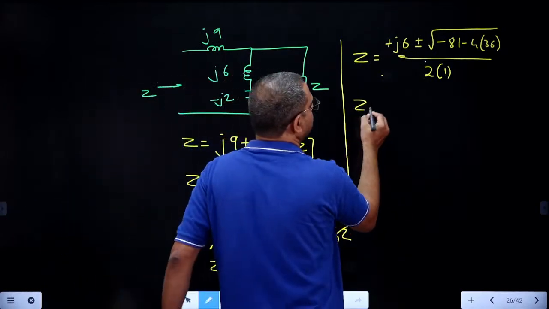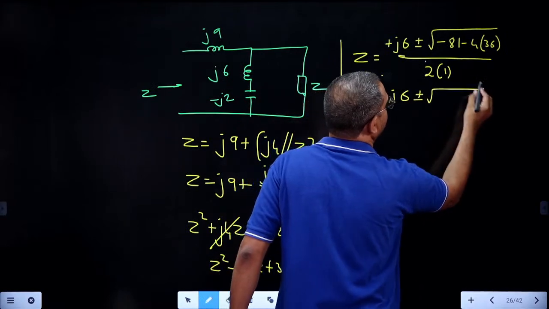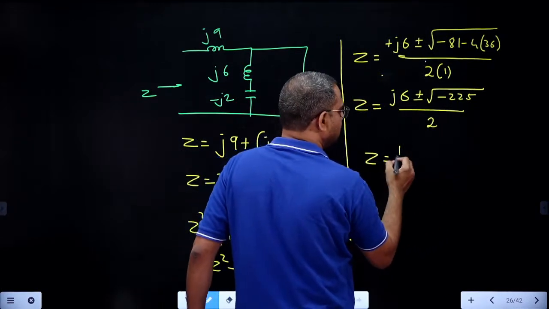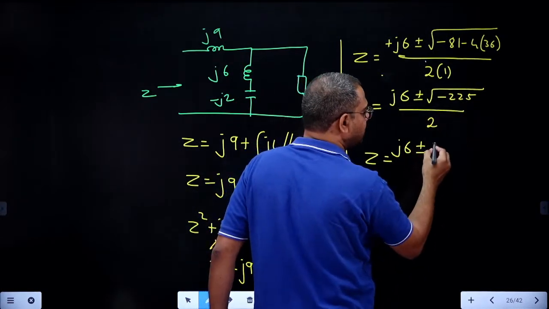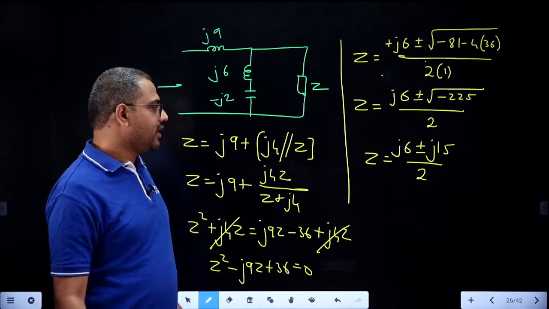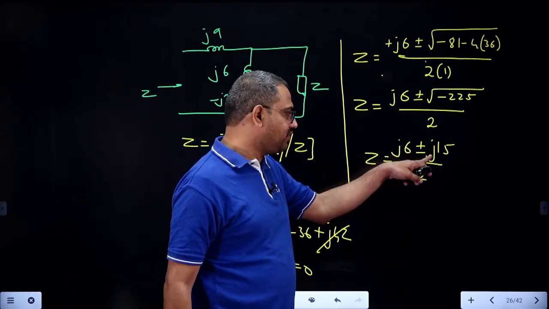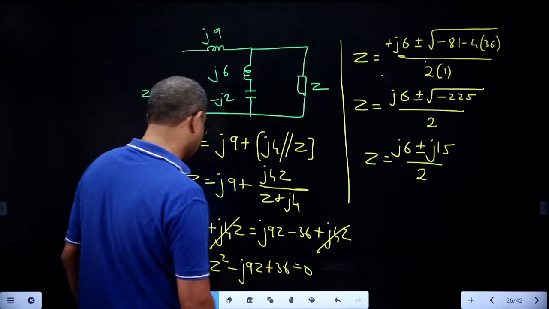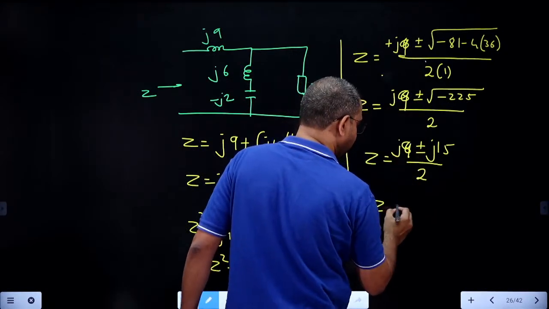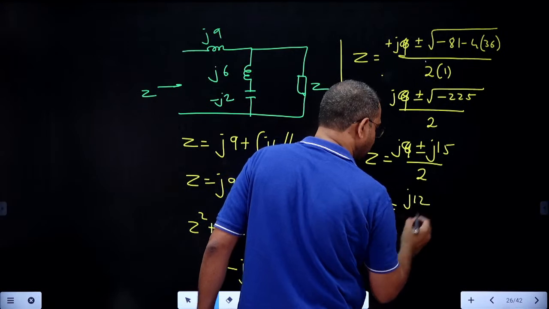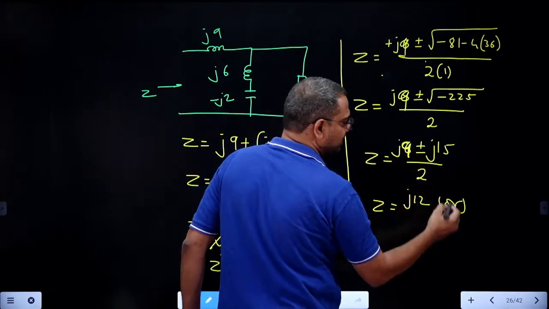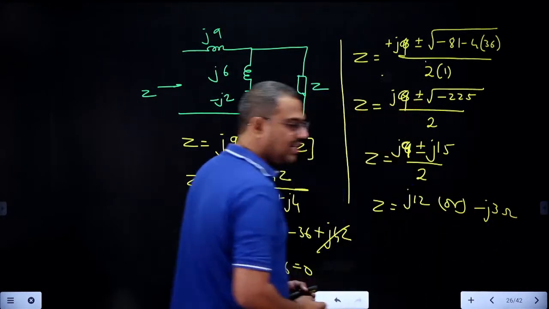So now if you observe, everybody, this is J6 plus and minus root, this is minus 225 by 2. That is again J6 plus and minus root minus 225, which is J15 by 2. Chalo, sir, now very interesting. Now, listen carefully. If you take plus 6 plus 15, yes, it is coming, I can say it is 9, J9 actually, let me correct it. It is now 9 plus 15, Z will be J24 by 2, J12. But if you take minus, 9 minus 15 is minus 6 by 2, it is minus J3.